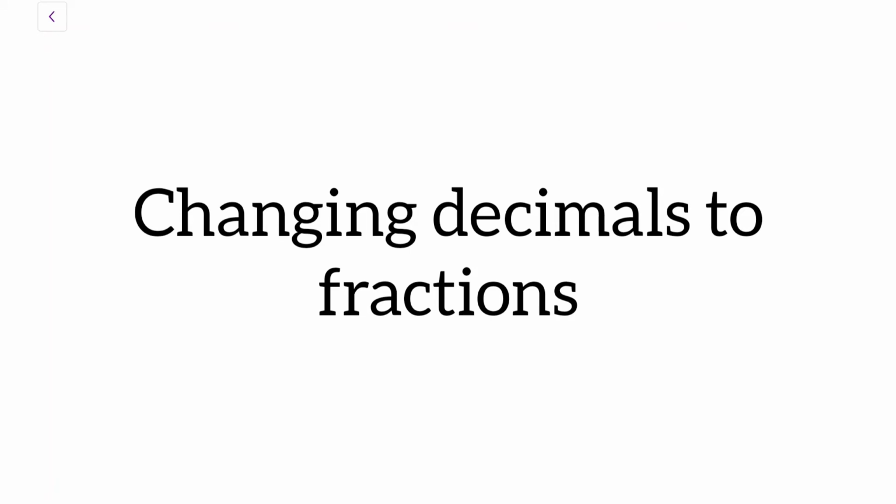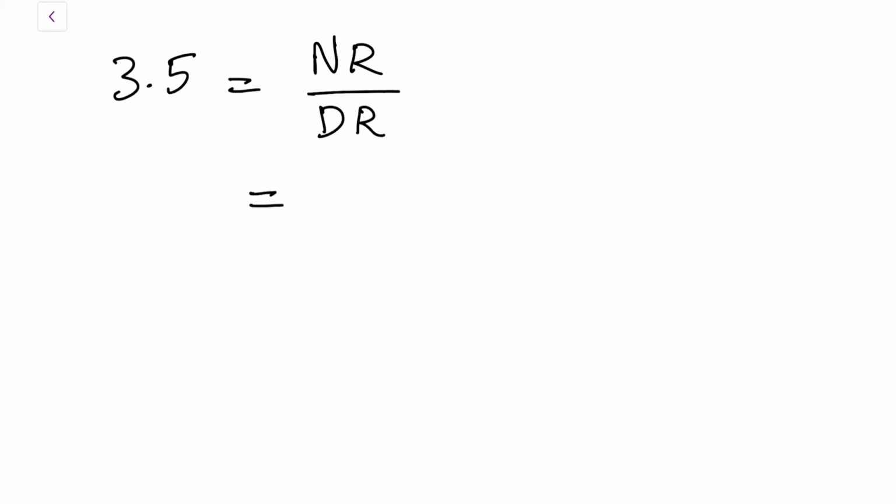Changing decimals to fractions. I'll show this with an example. Let's take 3.5. How can you change this decimal into a fraction? Okay, so a fraction will have a numerator and a denominator. Alright, so the first step is to look at the number of decimal places. So here, as you can see, it's got only one decimal place. So that means if it's got only one decimal place, the denominator is 10. That's it. Right, you're done with the denominator.